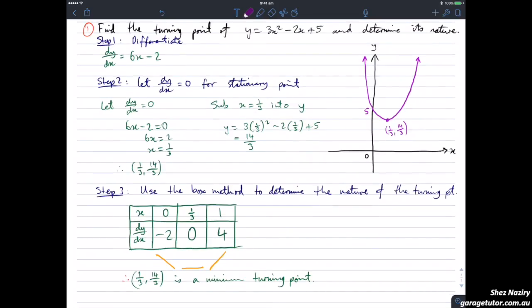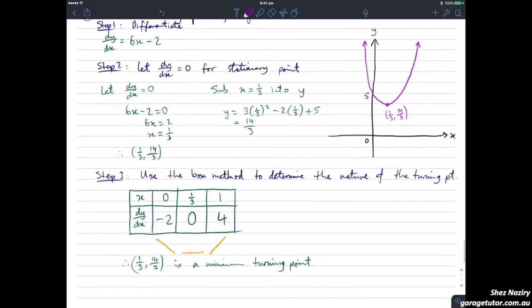What are we gonna do? I think shall we do one more example? Yes, one more. Yeah, let's do one more example.